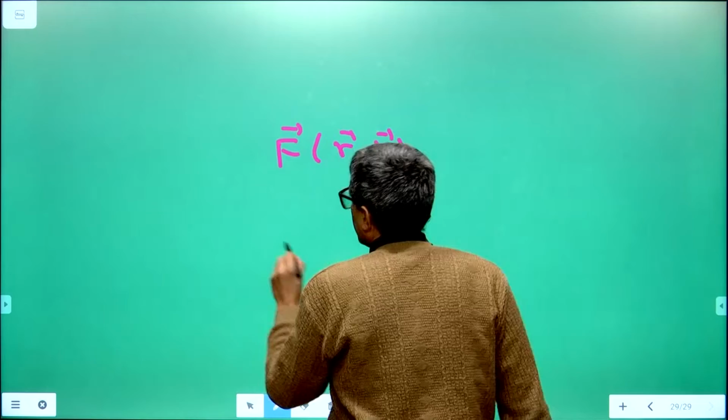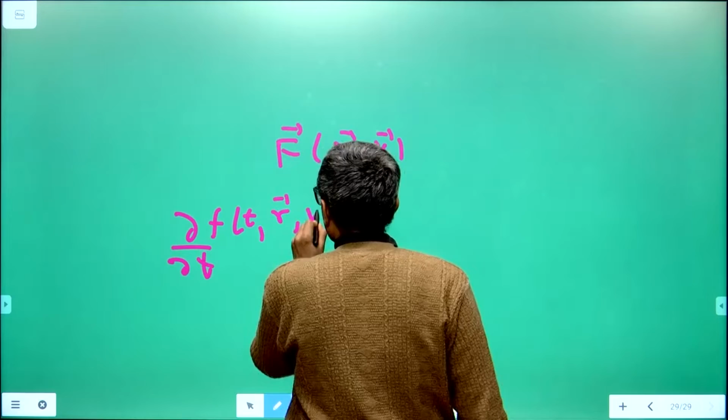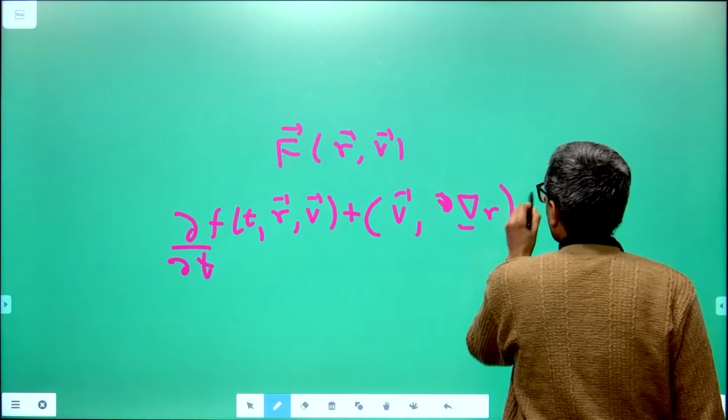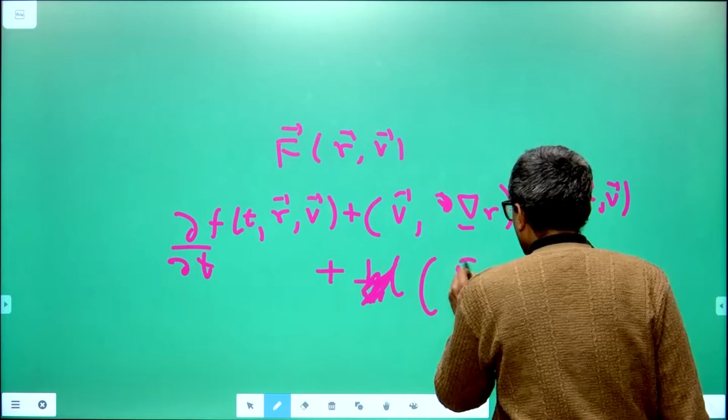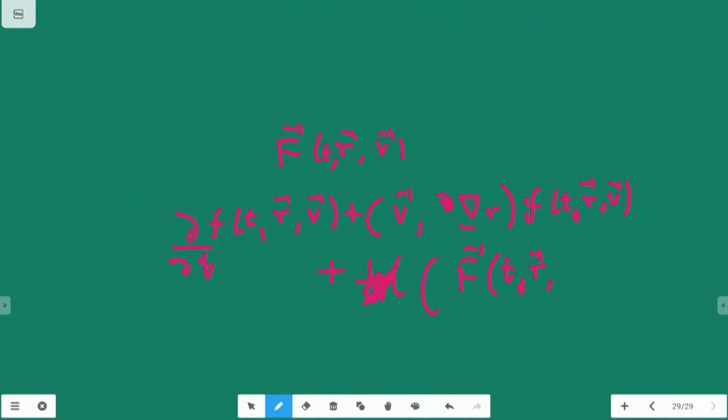So, if the force per unit mass of a particle located at r with velocity v is F(r, v), then you can write the Boltzmann kinetic transport equation as ∂f(t, r, v)/∂t plus v · ∇_r f(t, r, v) plus F · ∇_v f(t, r, v), where F is the force per unit mass, which may depend on time also. This is equal to ∂f/∂t due to collisions, the increase in the number of particles due to collisions. This is called the Boltzmann kinetic transport equation.